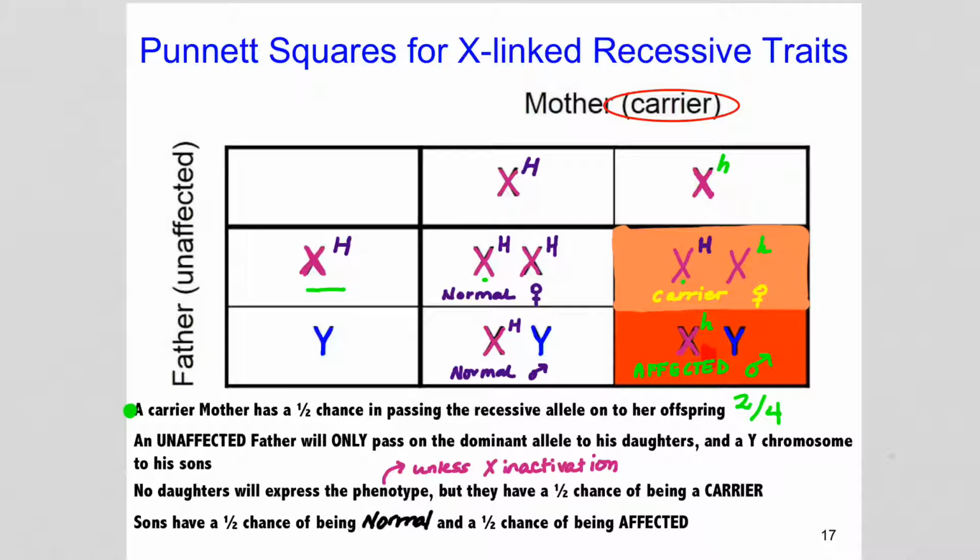Sons, however, have a 50% chance of being normal, so no symptoms showing with respect to the phenotype, and a 50% chance of being affected by the condition.